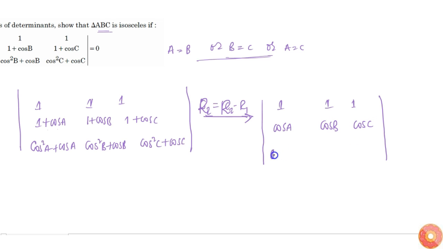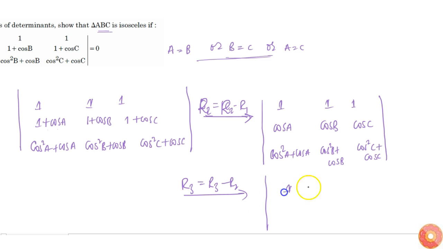Now here it remains the same, so cos square A plus cos A, cos square B plus cos B, and finally cos square C plus cos C. Now what I will do is, I will do row 3 is equal to row 3 minus row 2. I will subtract row 2 from row 3. So row 1 remains unchanged as usual, row 2 remains unchanged.